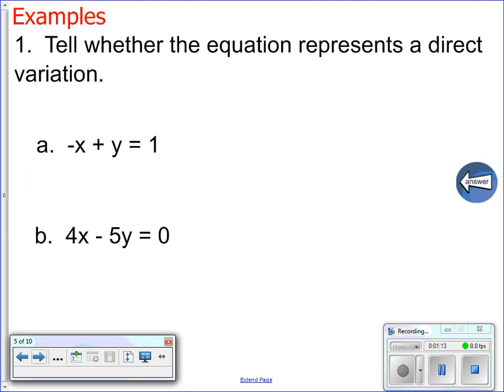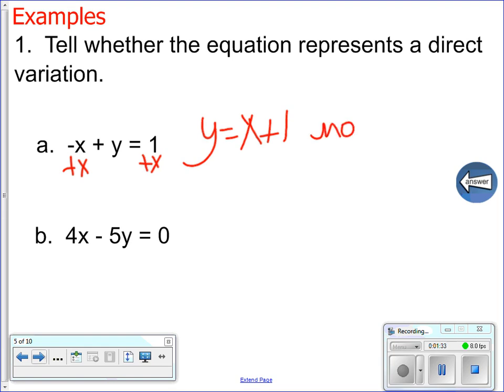So some examples. Tell whether the equation represents a direct variation. The first one, we need it to be in y slope-intercept form. So I'm going to add x to both sides. And we get y is equal to x plus 1. Is this direct variation? No, because it's going to start at 1.